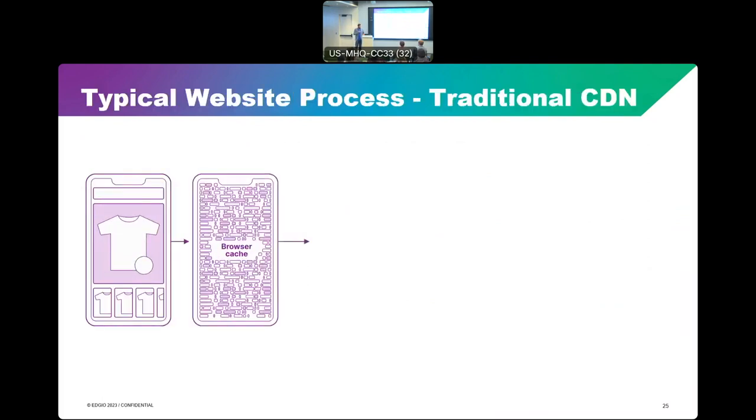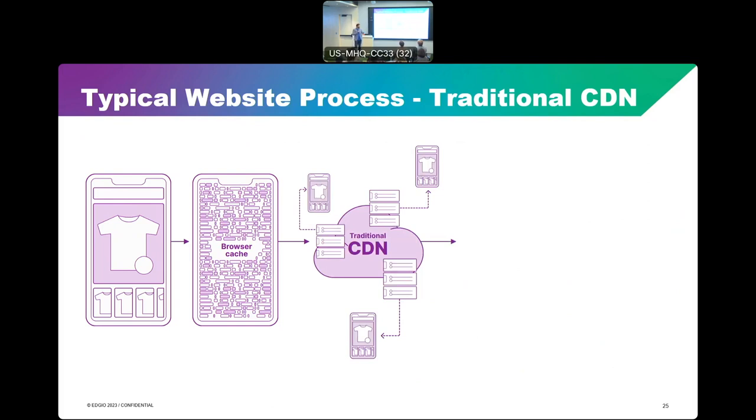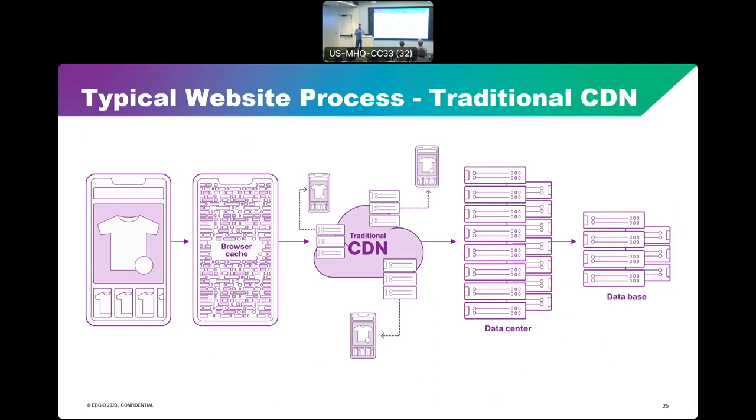So instead of the traditional website process, what does it look like with a traditional CDN? You've got a request. It might get some of the information from the browser's cache, and then it can get as much as it can from a traditional CDN. So the content that is stored at the edge, it'll pull that, and anything that it doesn't have, it will still go to the data center and database if necessary. But generally, you want to increase the amount that is coming from that CDN cache because that's going to help you with performance.